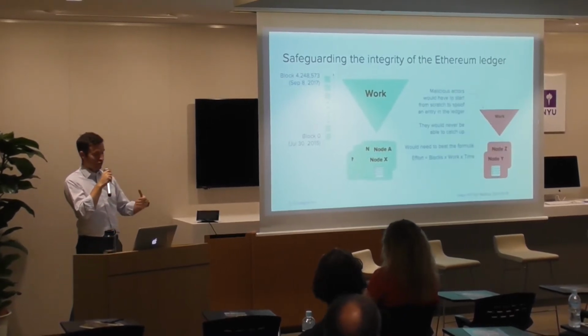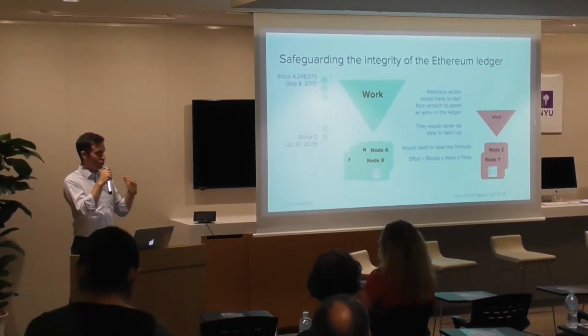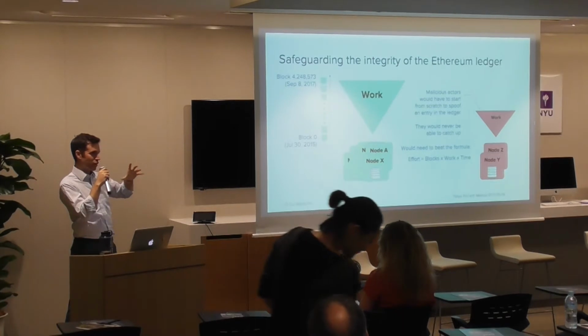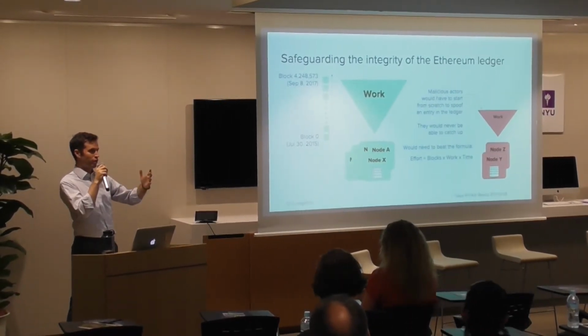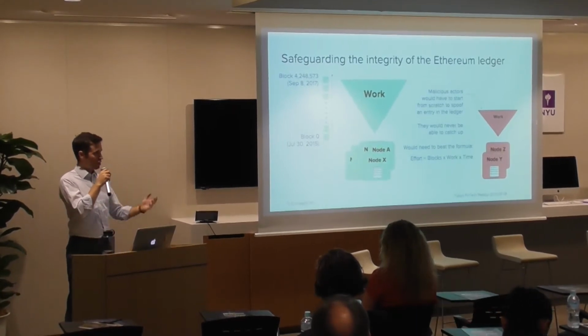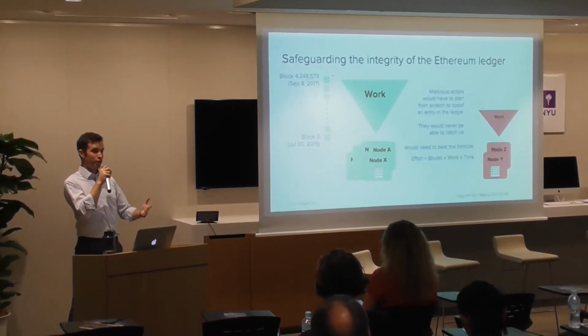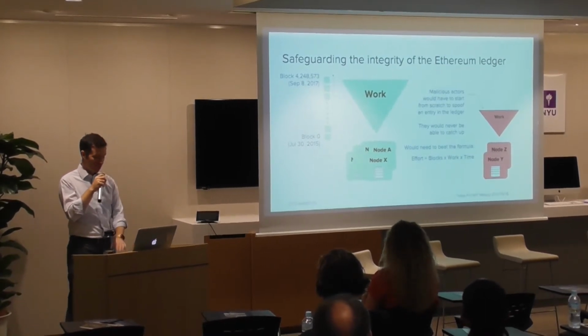So if we have a malicious actor that comes in and wants to insert a bad transaction, because each of these blocks and their work forms this immutable chain, they would have to do all of the work that had been done before them, right? And that is blocks times work times time, and 8 years of Bitcoin being in production has proven that this is just not possible.